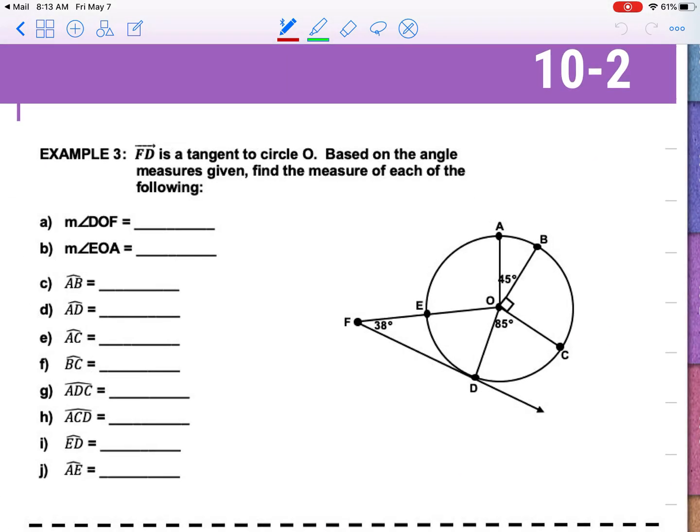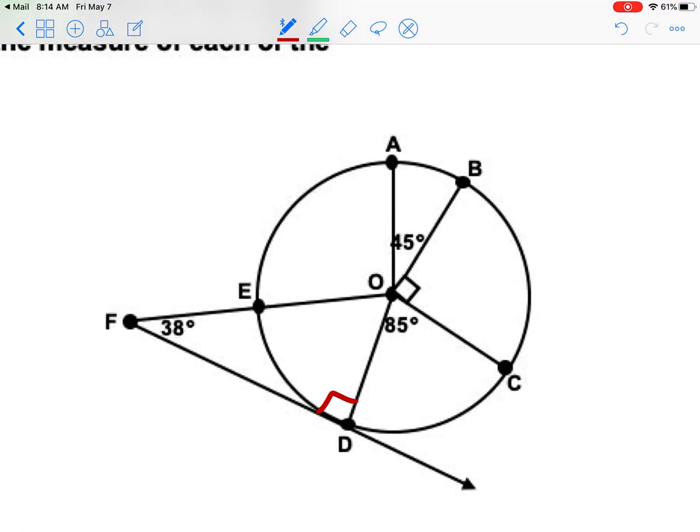My advice is to label everything in the picture before you even think about answering the questions. It'll make it so much easier. Now let's look at this first sentence. Ray FD is tangent to circle O. So that means we have a right angle. We learned that in 10-1. So let's break this down for a minute. We know that if angle AOB is 45, then so will this.